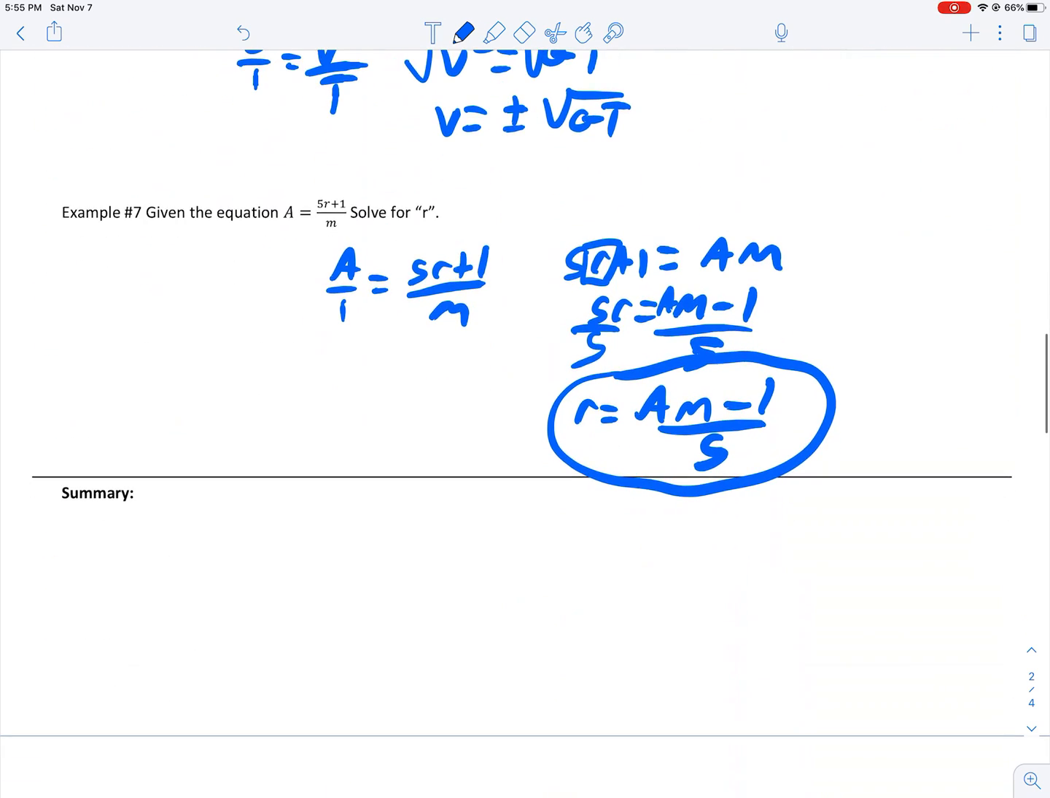Make sure you answer your essential question with a 3 to 5 sentence summary. When you're done with that, you're done with your notes.